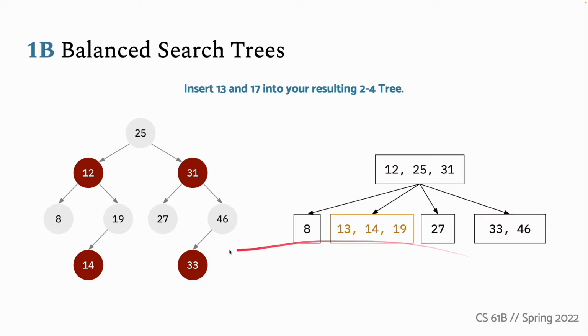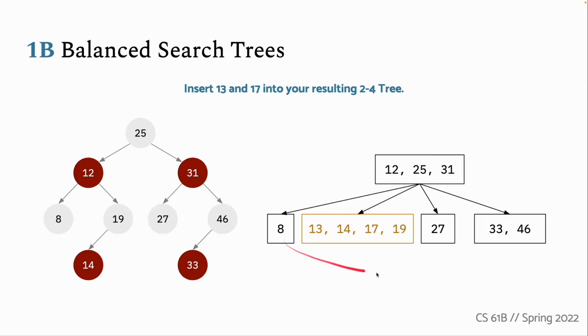So first, we're going to add that 13 to this node right here because 13 is between 12 and 25, and that results in this node having 3 values, which is totally fine because like we talked about, this is a 2-4 tree, so you can have up to 3 values per node. Next, we're going to add the 17, which again goes into that same node because 17 is between 12 and 25, and now we have too many values.